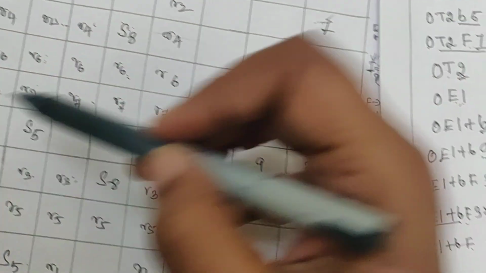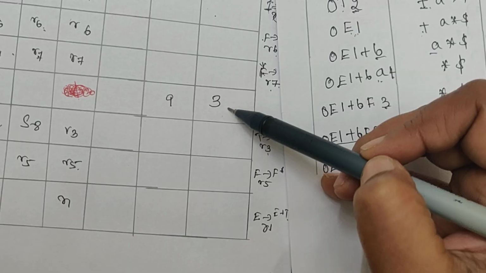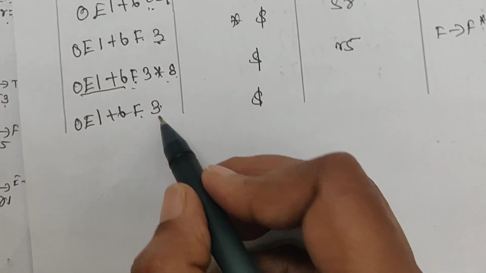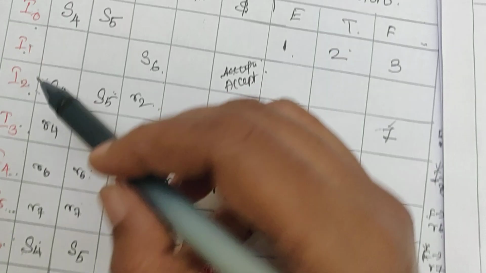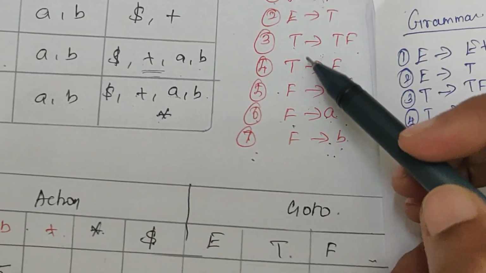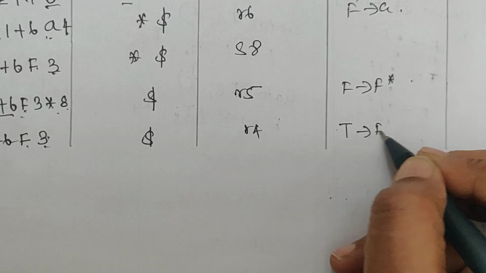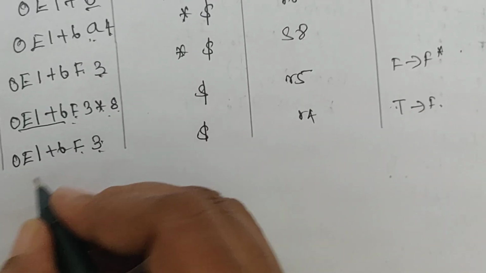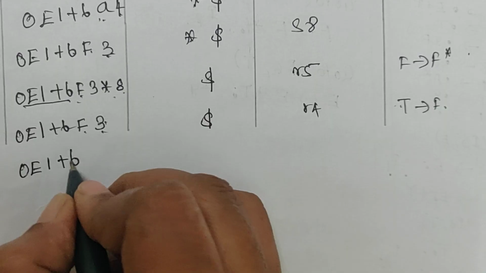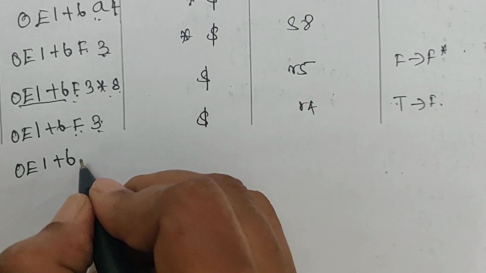So now check 6 on F. What is 6 on F? 6 on F is 3. So put a 3 over here and you will have a dollar over here. So 3 on dollar, check 3 on dollar, it is R4. So write R4. R4 is nothing but T tends to F. I have an F, I will be converting it into T. So 0 E 1 plus 6, F will be converted into T.